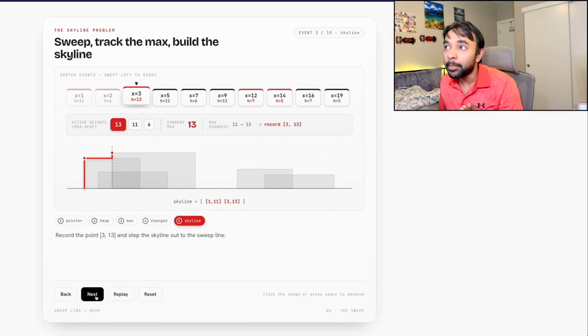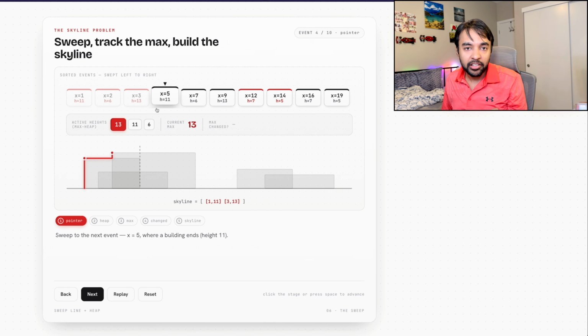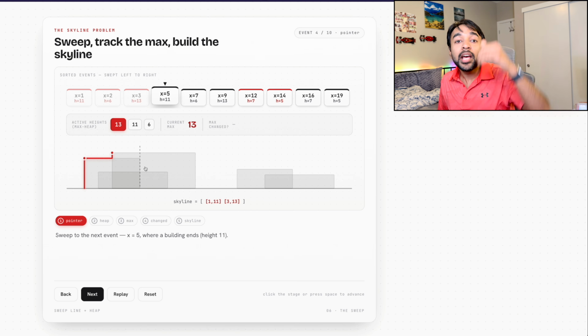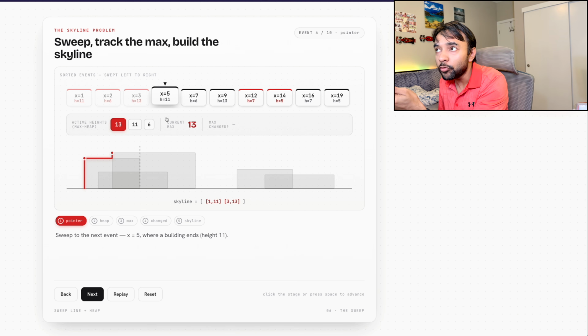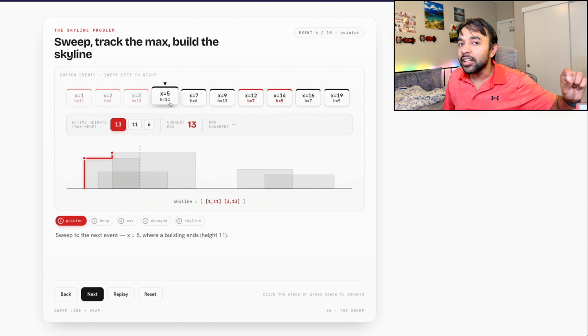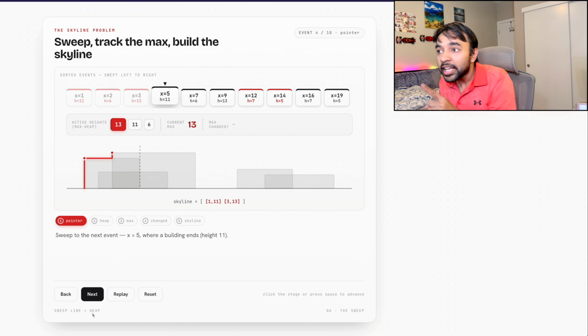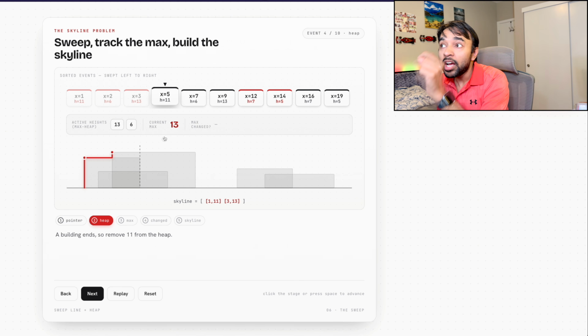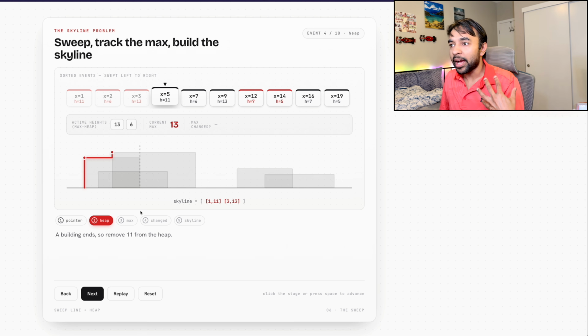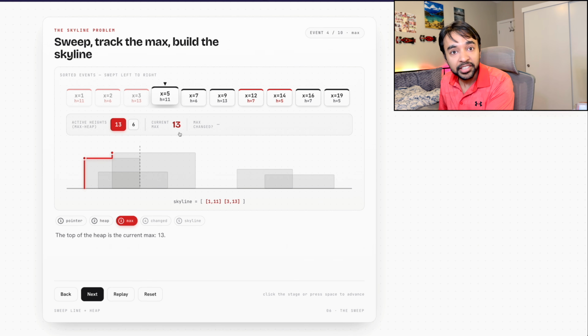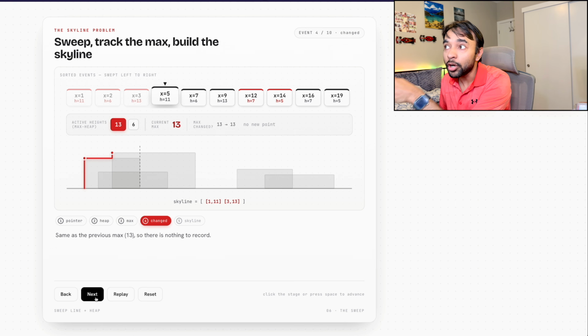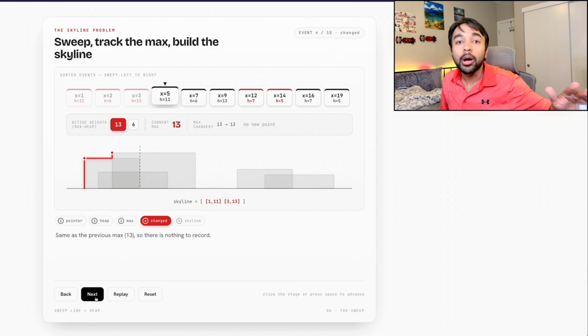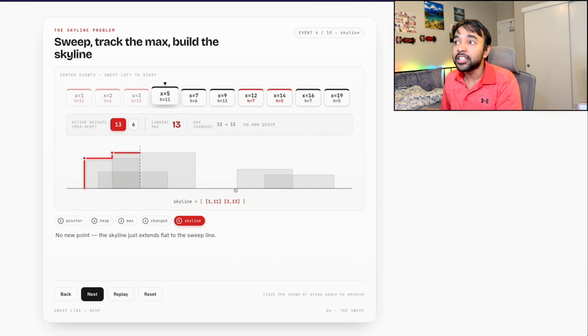Now comes the interesting part. I have a black event. This black event means my building just died. Like my building is ending over here. So what do I get? At x equals to 5, the building with height 11 has been removed. So in my heap, I will remove the element 11. And now again, I will try to get the maximum element. The maximum element is still 13. The max has not changed. So you don't need to update your skyline. This event is now over.